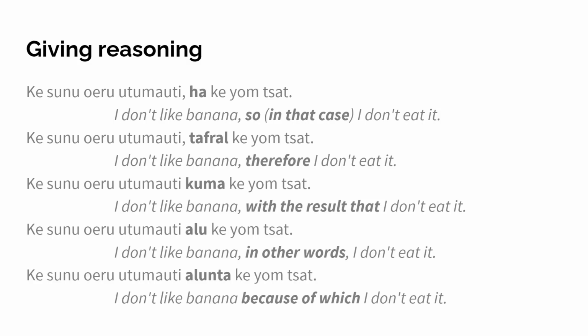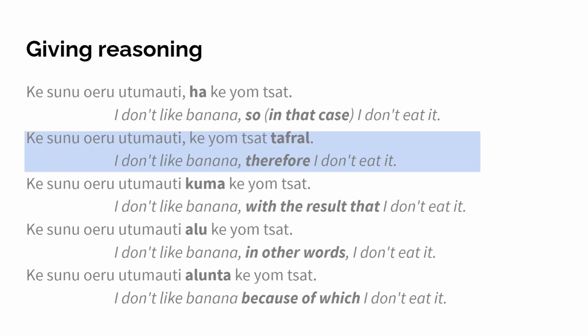And lastly, probably the most obvious one, ke sunuwero utumauti alunta ke yomtsat. I don't like banana, because of which I don't eat it. Let's take a closer look at this one, the tafral. This lesson is called conjunctions free, but I was a bit mean here. Tafral is not a conjunction. It's an adverb. So what we can do, we can also put it in another place in the sentence. So I can also say ke sunuwero utumauti ke yomtsat tafral, because it's an adverb.